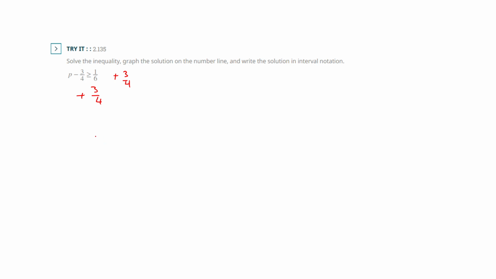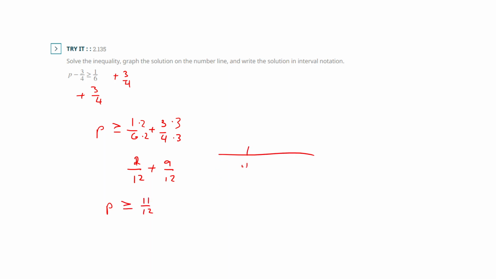Okay, so we're adding 3/4 to both sides, and we're just going to leave our inequality sign exactly the same. Now, because it's fractions, we got to be careful here. I'm going to turn that into 2/12. Remember, we're going to get a common denominator. If you do it to the bottom, you got to do it to the top. So I want p to be greater than or equal to 11/12. So on my number line, I want 11/12, and I'm going up. So in interval notation, it's supposed to be an infinity, I would have that.